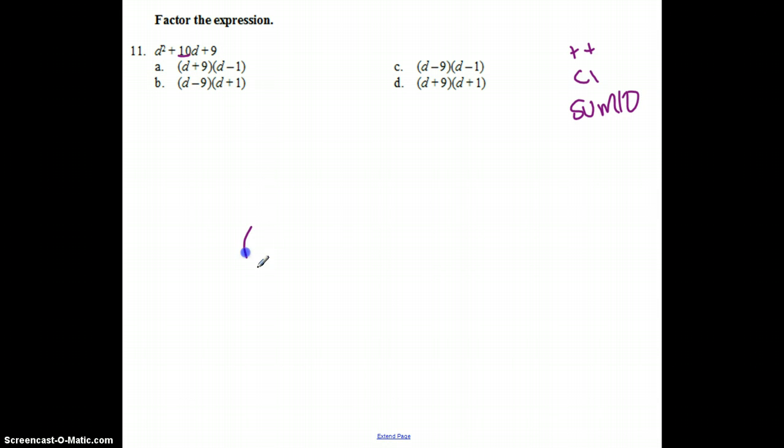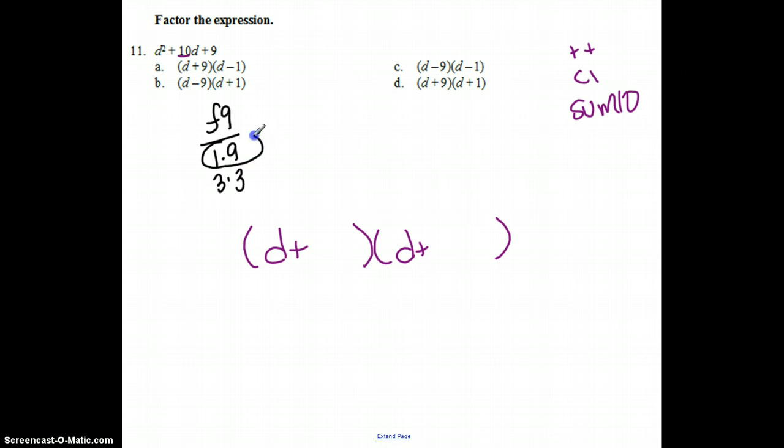The only thing that we have to worry about on here is when we set up our parentheses, it's case 1, these are both going to be D1 and D1. No evil clown face like we talked about in 9.6 because there's no number in front of d squared except for 1. I'm also going to factor 9, 1 and 9, and 3 and 3, and I want the pair of factors that will give me a sum of 10. So 1 and 9.